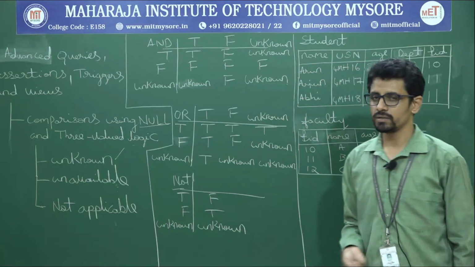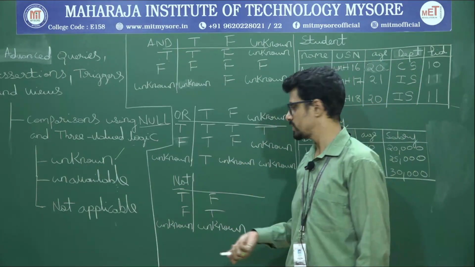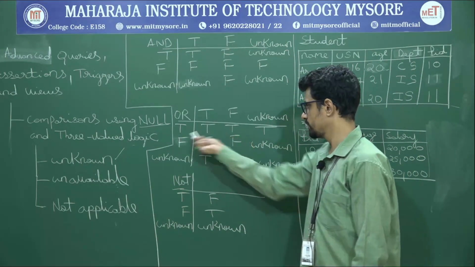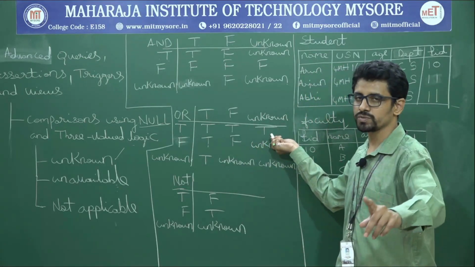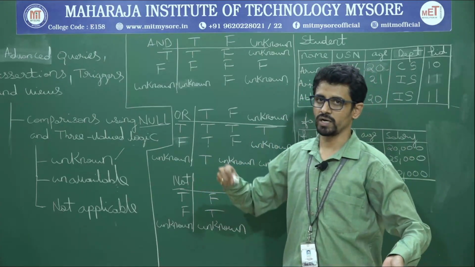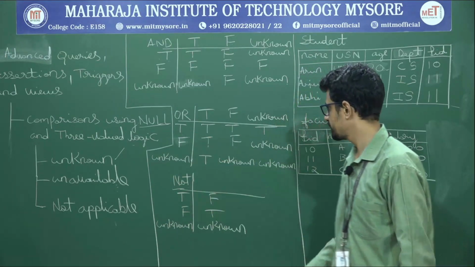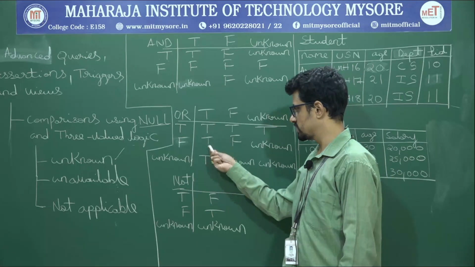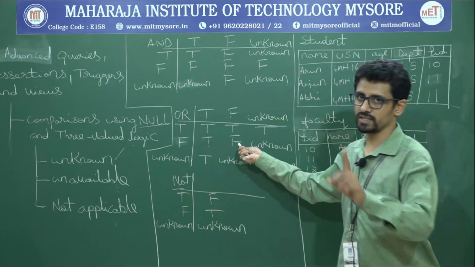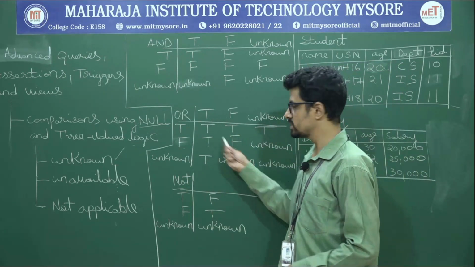Coming to the OR operator, as you all know, if one is true, the output will be true. So true, true is true; true, false is true. True and unknown is also true. That is important. Irrespective of false or unknown on the right hand side, if one is true, the output will be true itself. Second case, if false and true, it's true. False and false is the only case where it is false, when both are false, for the OR operator.